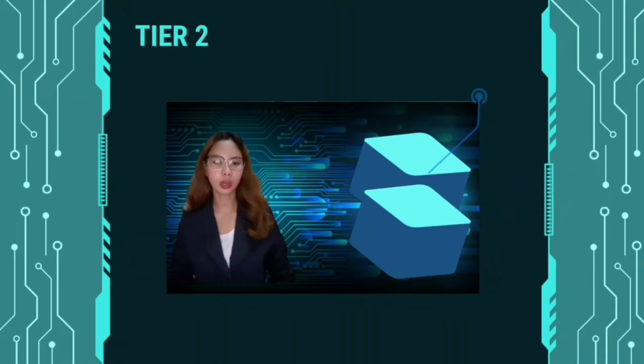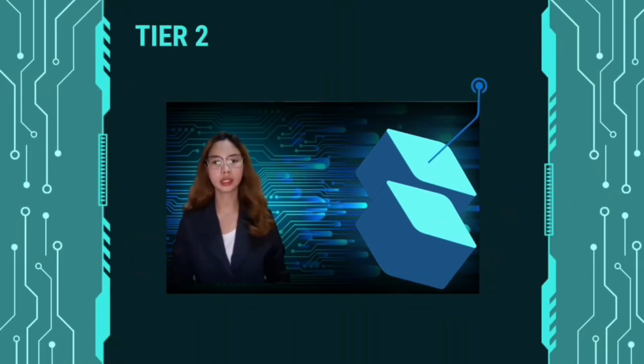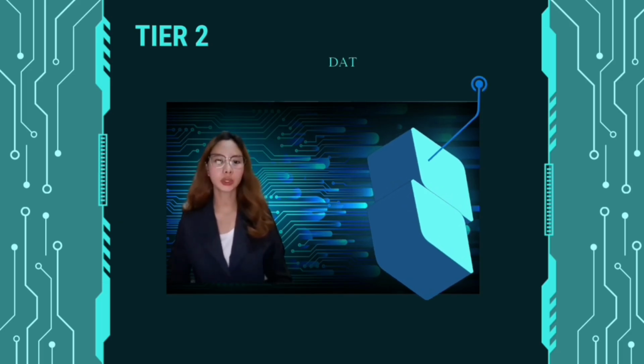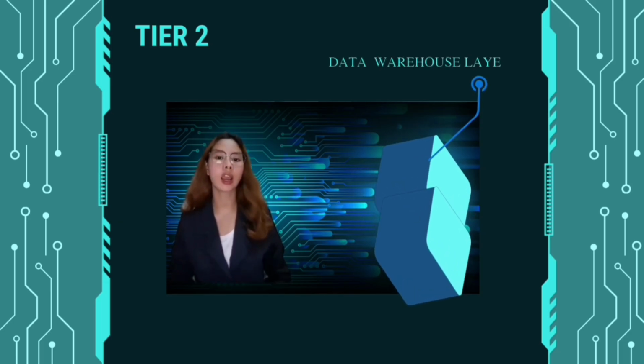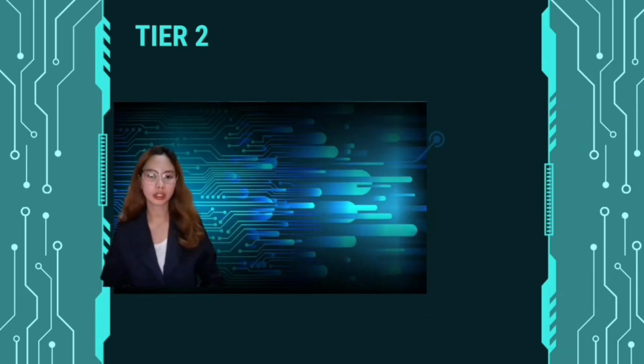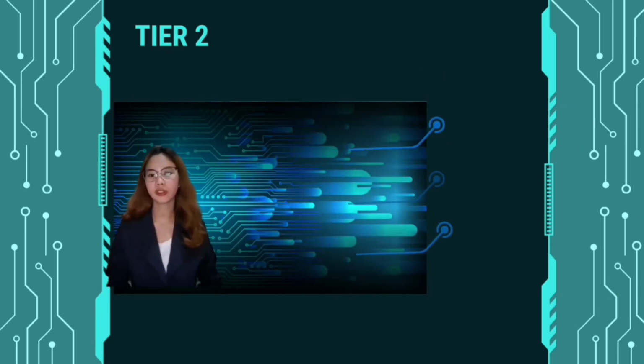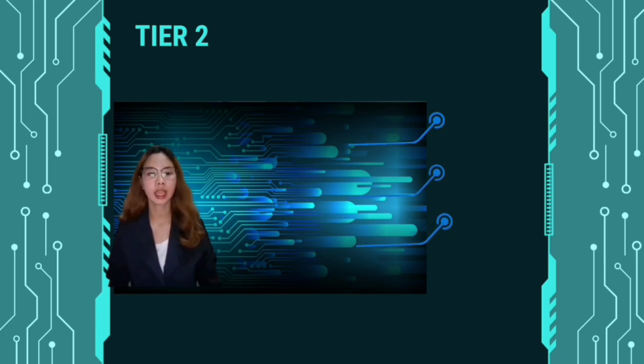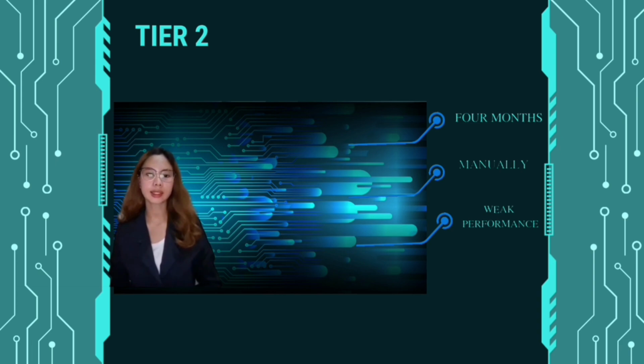For our Tier 2, I will be presenting the data warehouse layer for our chosen business, JGyra Car Wash and Detailing Services. Based on our interview, the business has been operating for about 4 months and records its daily sales and inventory manually using logbooks. This process causes delays, missing data, and difficulty in reviewing performance.